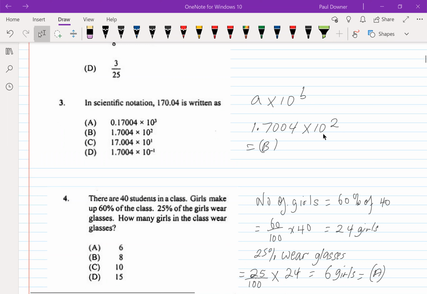So this number in standard form can be written like this. And you could always check it back, because if you take 1.7004 and multiply it by 10 squared, which is 100, you have to move the point 2 places to the right. Multiplying by 100 means move the decimal point 2 places to the right, 1, 2, which would recreate the number that you started with, 170.04. Therefore, this form is what we call standard form or scientific notation. And actually, B is exactly that number that I created.